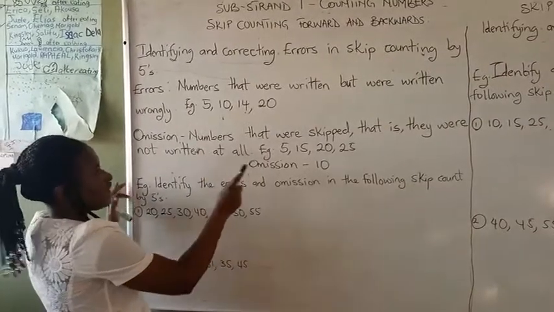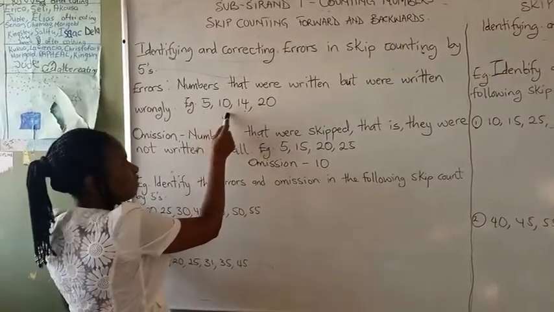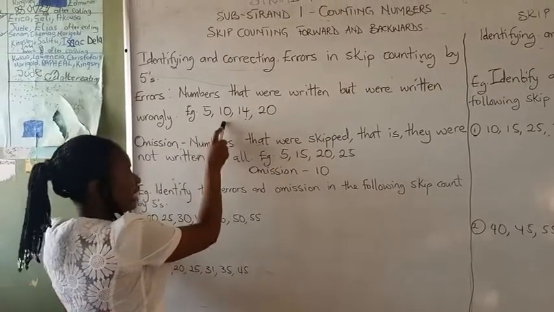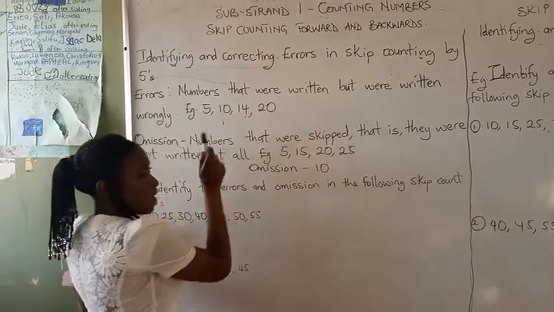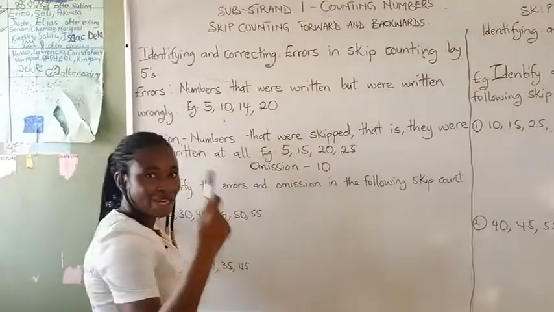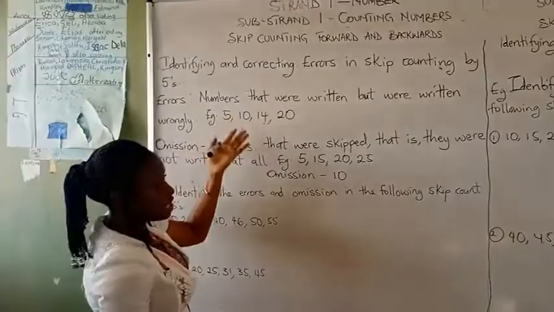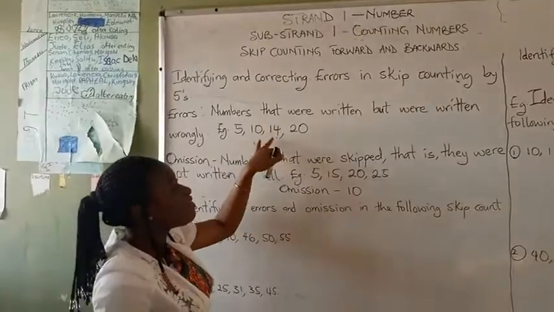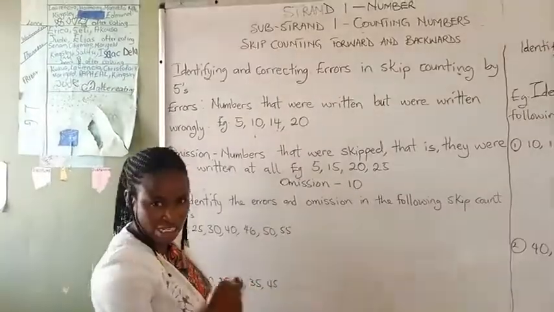Skip counting in 5. We have 5, 10, 14, and 20. We are skip counting forward in 5. And you know that skip counting forward, we are adding. So if we add 5, what will we get? 5 plus 5 will give me 10. 10 plus 5 will give me 15 and not 14.